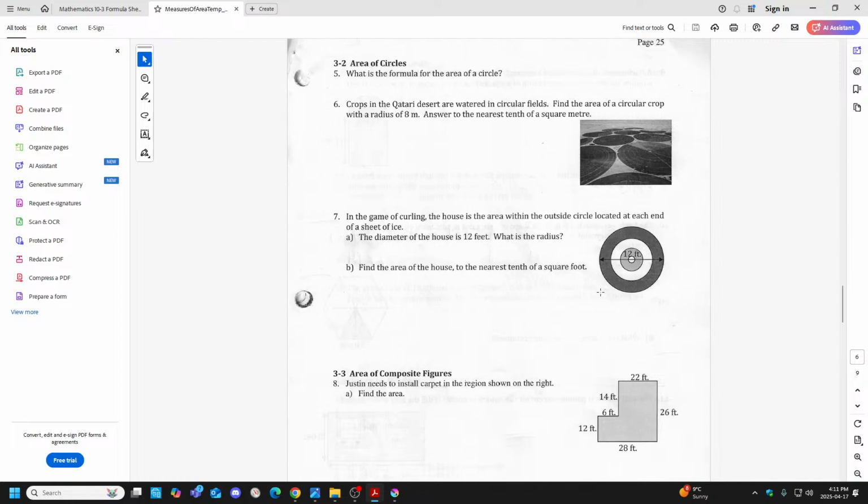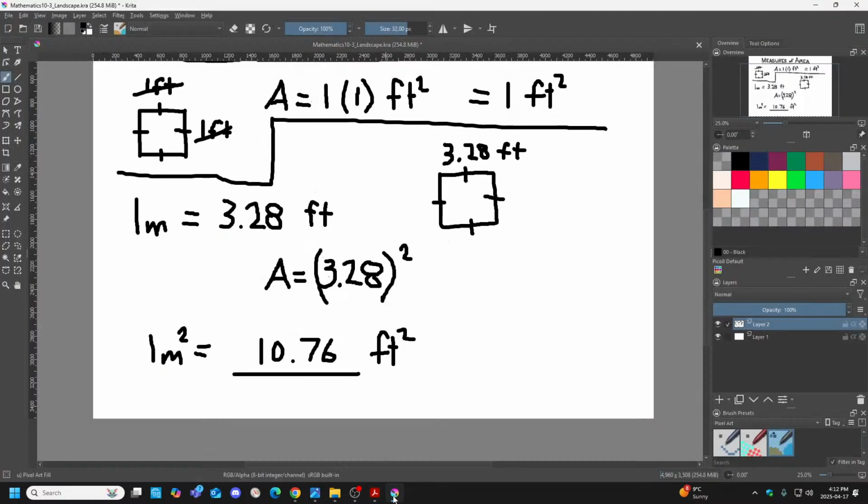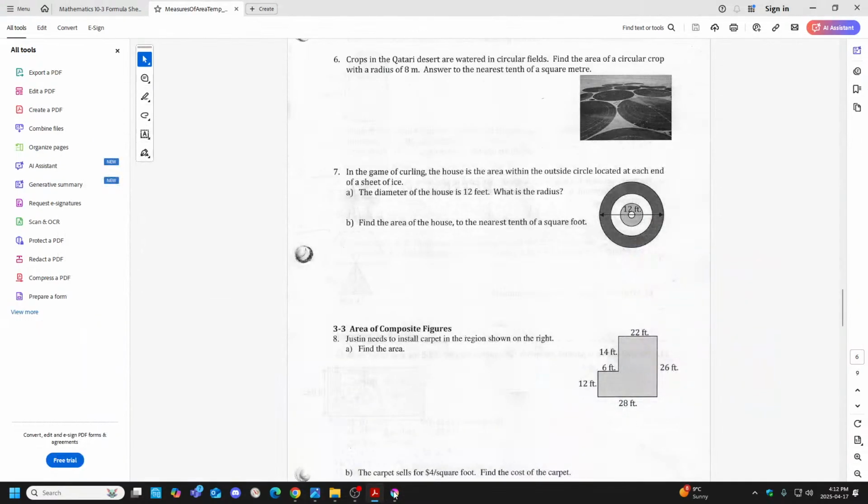Pretty basic, straightforward, okay? You're going to have to figure out the radius, okay? You know what the tenths are, right? You know tenths. Tenths, that's it right there. Okay, that's tenths. Tenths place. Tenths.